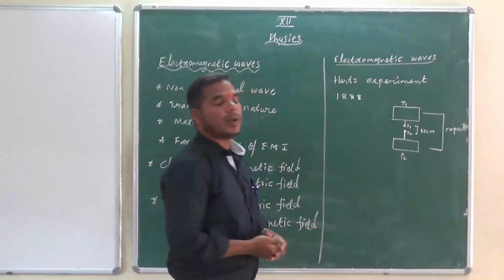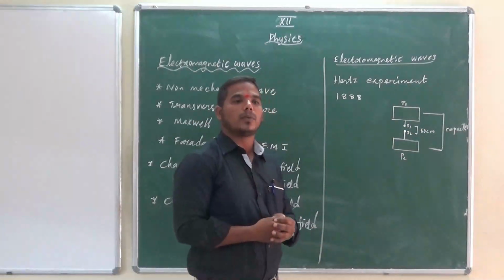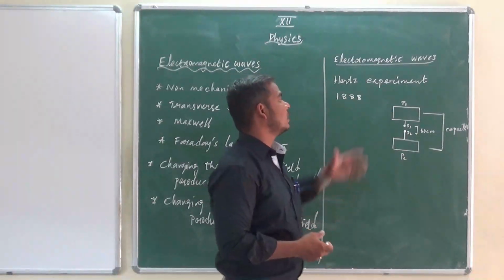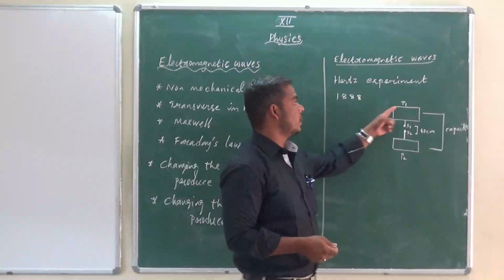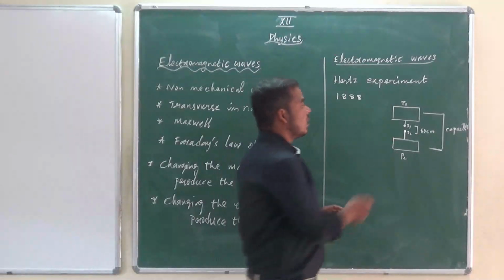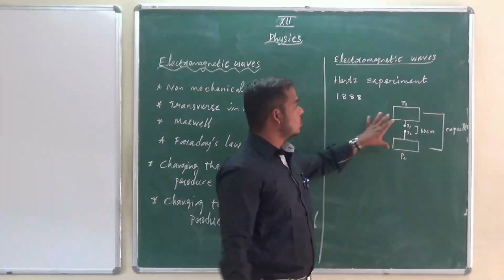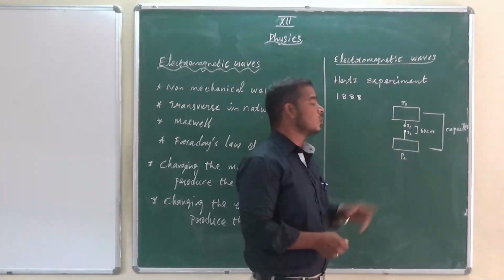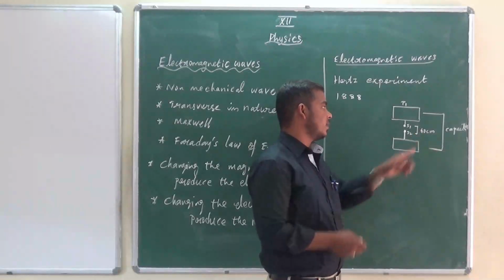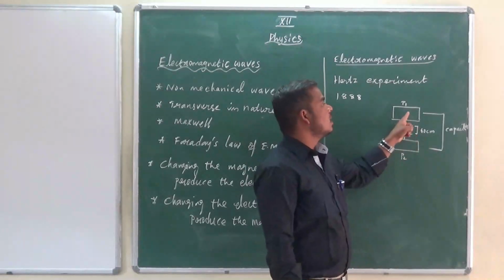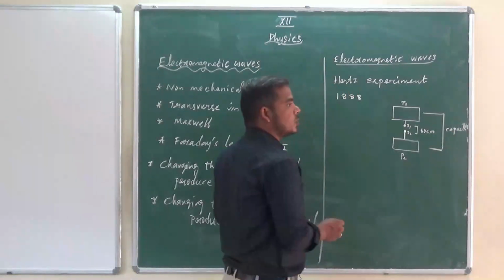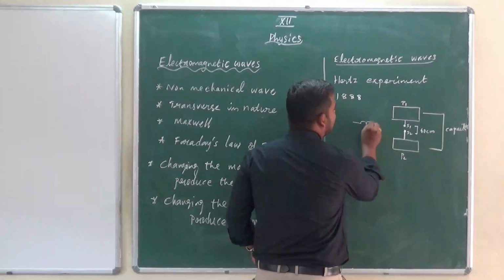So, electromagnetic waves were experimentally proved using the Hertz experiment. The Hertz experimental arrangement consists of two metal plates, P1 and P2, separated by a certain distance. The two plates are connected to two small spheres S1 and S2, separated by a distance of 60 cm. The metal plates act as a capacitor, and the two spheres are connected to an induction coil.